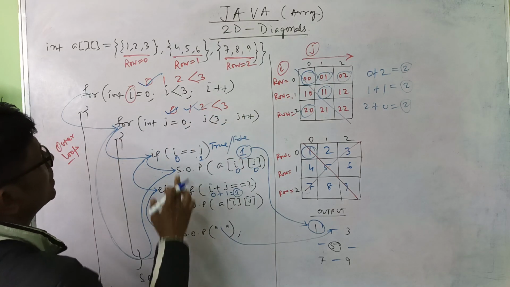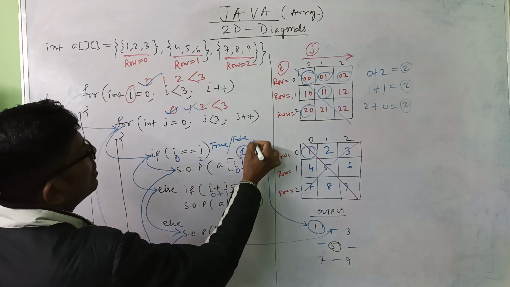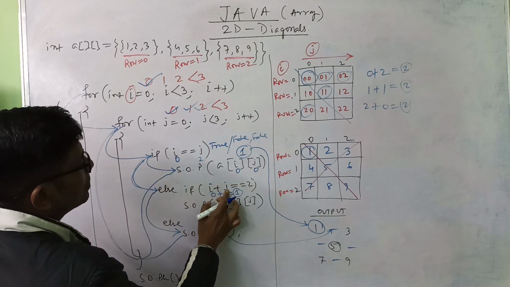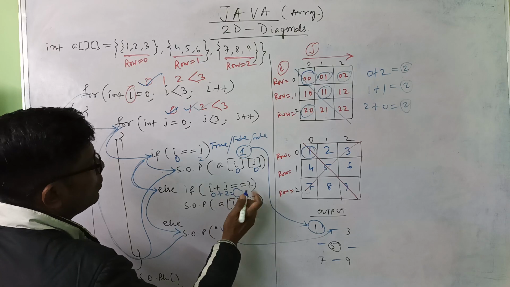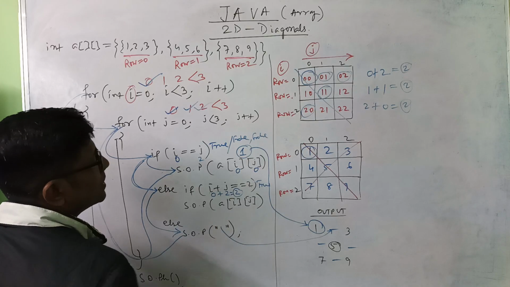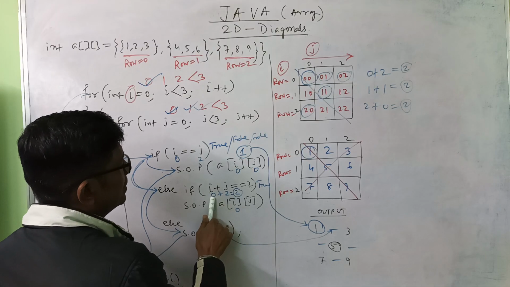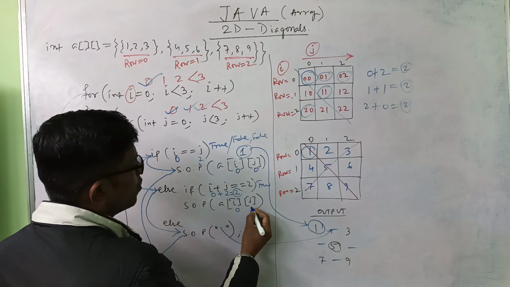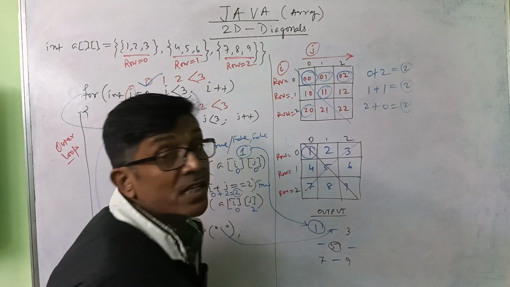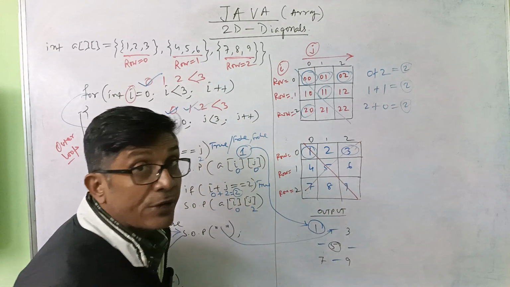J equal to 2. I0, J2. Condition false. Come here. I0, J2. Value is 2. So this condition is true. If this condition is true, what are we printing? I0, J2 means this is the position index of the two-dimensional array. Which value is this? 3.